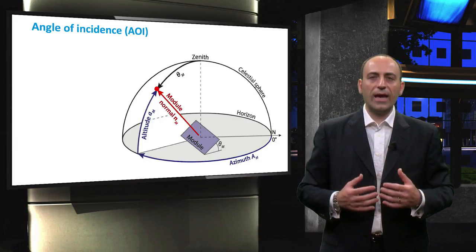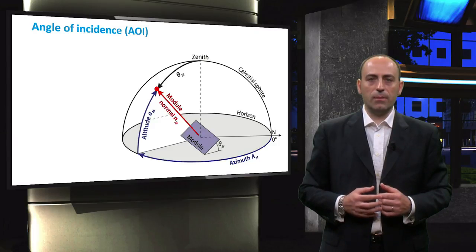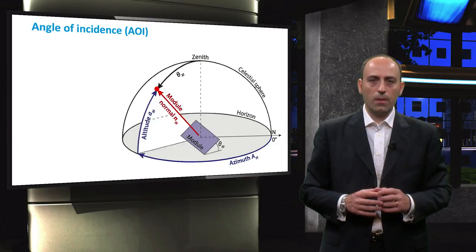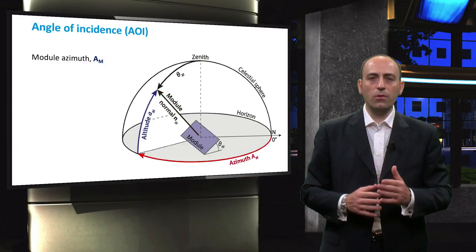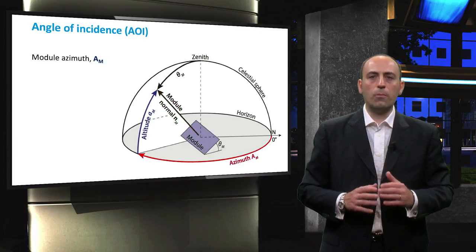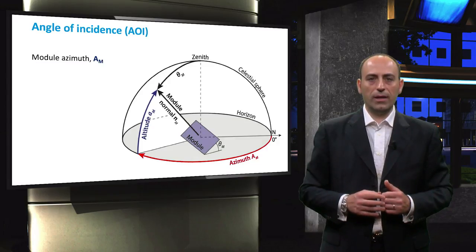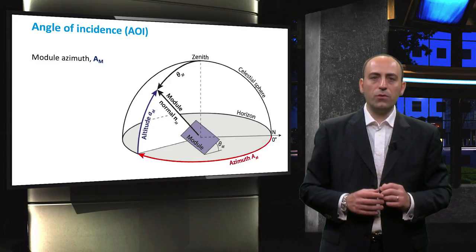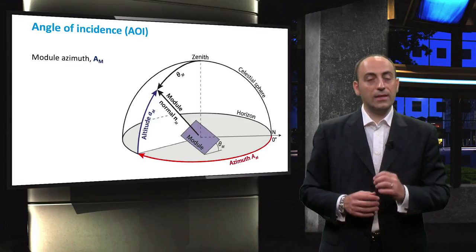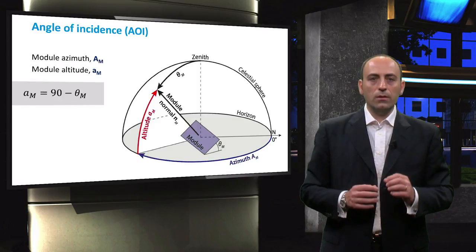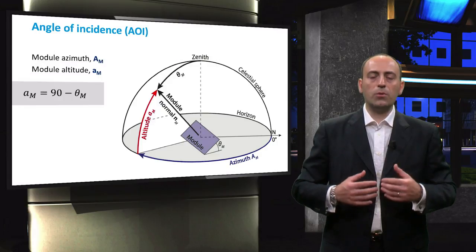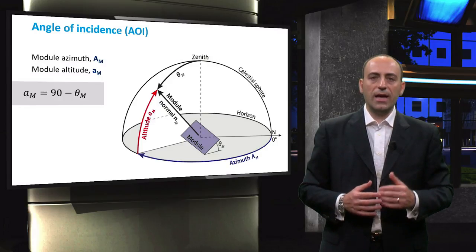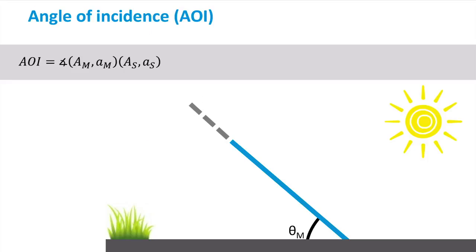This point can be located in the horizontal coordinate system by means of two coordinates. First, we need the azimuth of the module, which is the angle between true north and the normal of the module projected on the horizontal plane. Be careful to not confuse the azimuth of the module with the azimuth of the Sun. The second coordinate we need is the altitude of the module, which is the complementary angle of the module's tilt, as written in the equation.